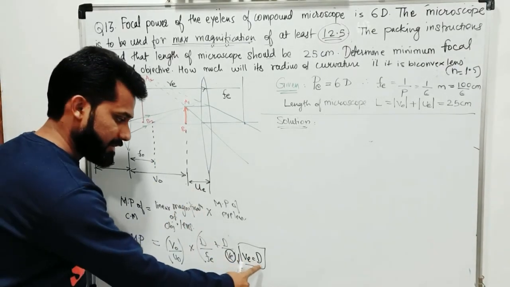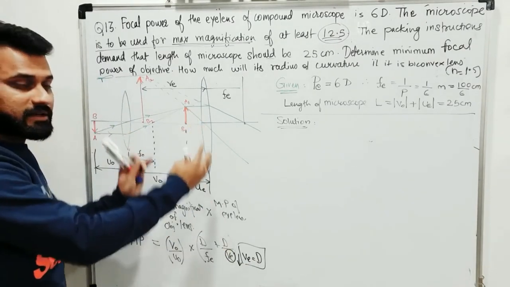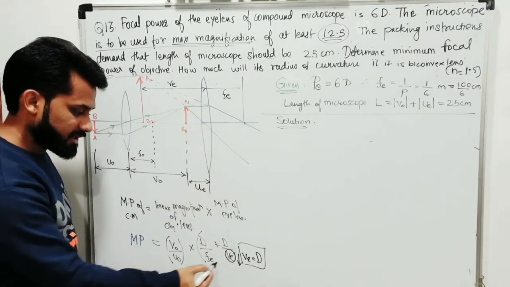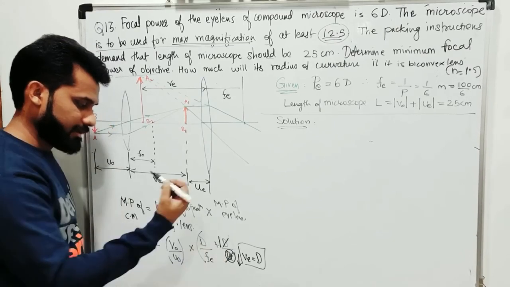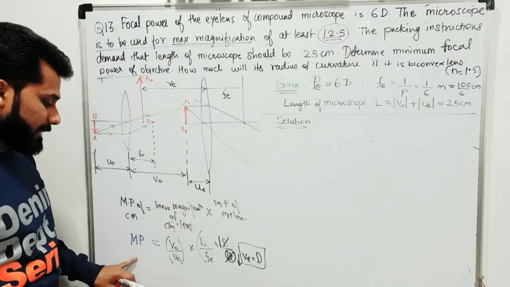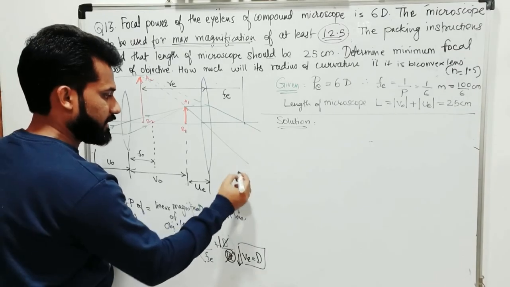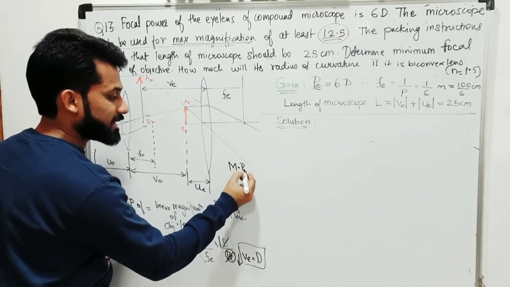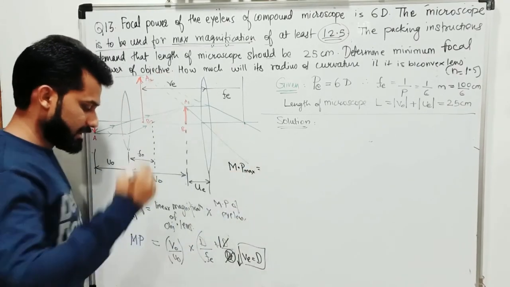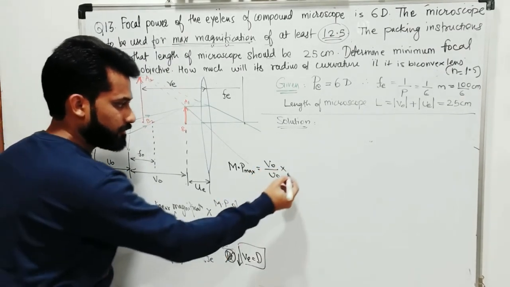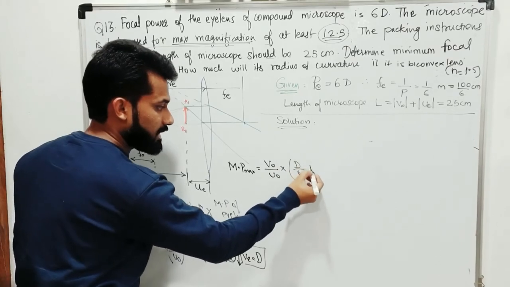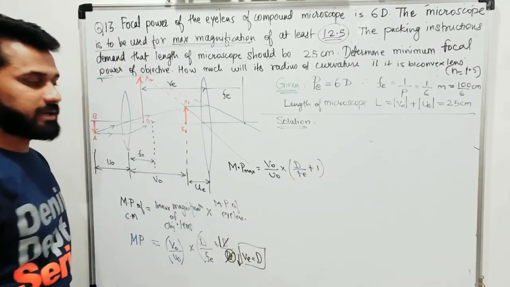So when the final image is at DDV, you get the maximum magnification. For maximum magnification, this will become D, and therefore D and D will cancel, it will become 1. So the maximum value of magnifying power will look in this way. Magnifying power maximum will be basically V0 by U0, first term as it is, into D by FE plus 1, because VE will become D.